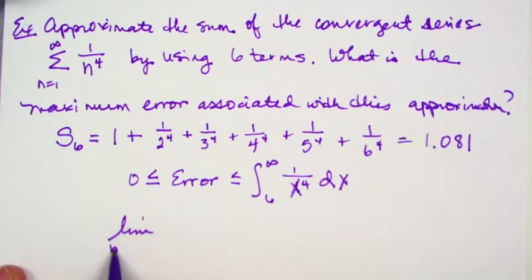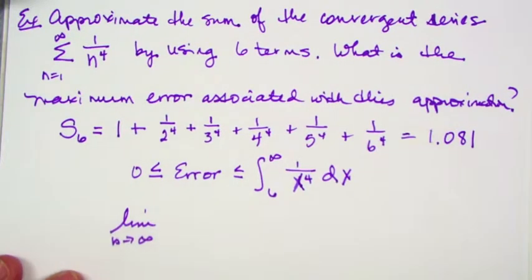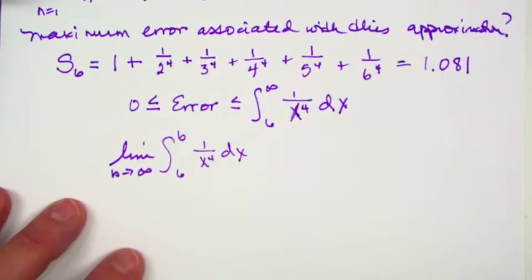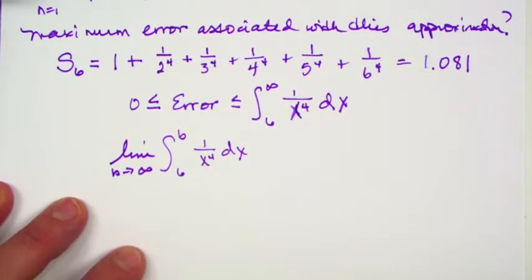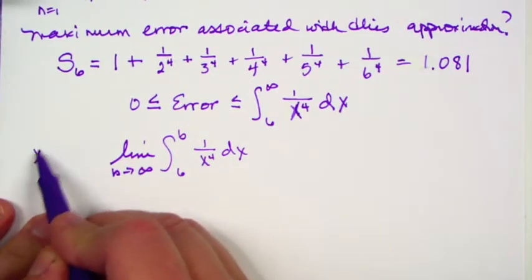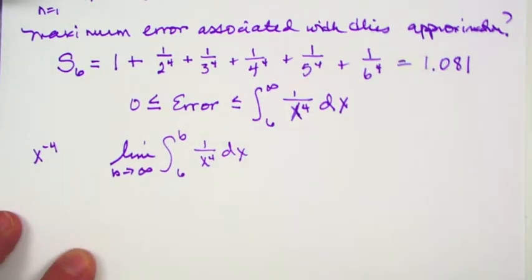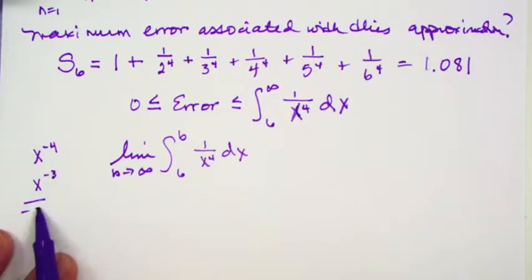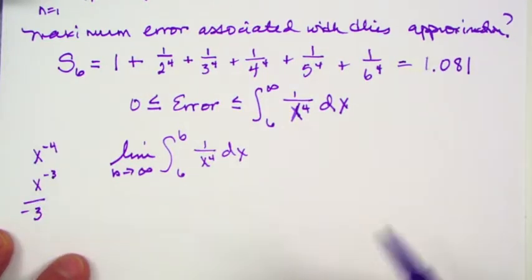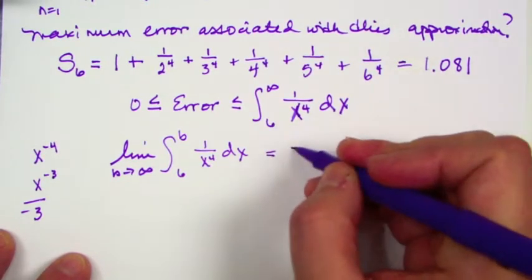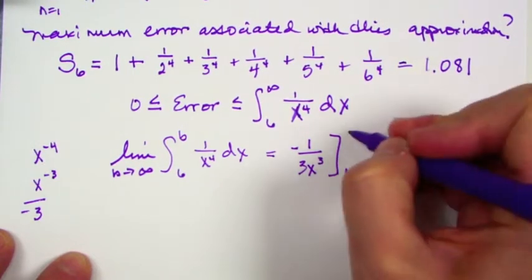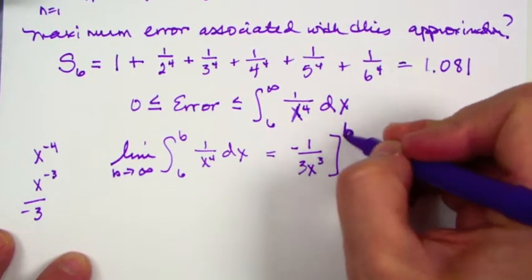So we're going to do the limit as b goes to infinity of the integral from 6 to b of 1 over x to the fourth dx. And remember, that's the same as x to the negative 4. So when you integrate x to the negative 4, you get what? X to the negative 3 divided by negative 3, right? Okay, so this becomes negative 1 over 3x to the third from 6 to b.